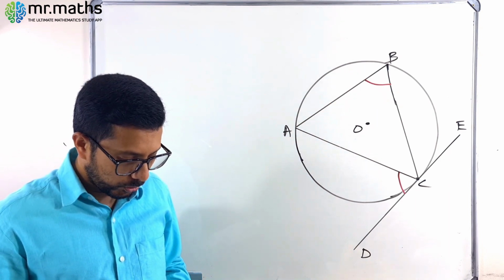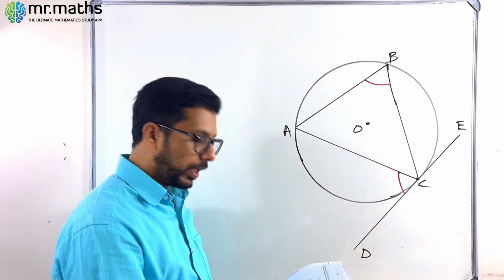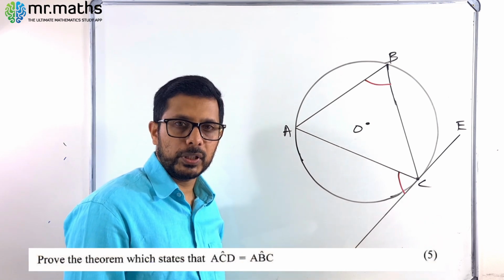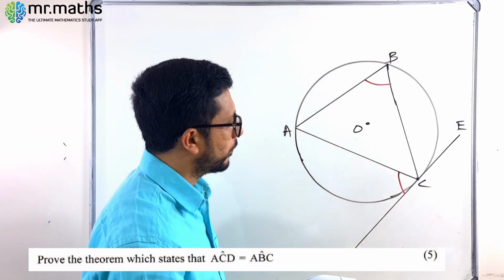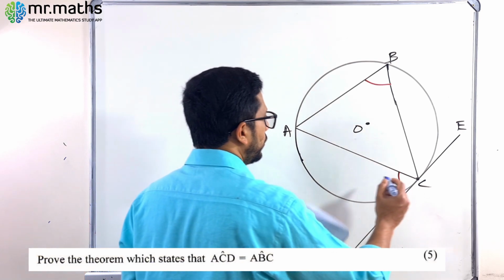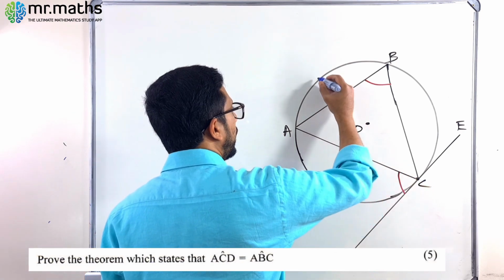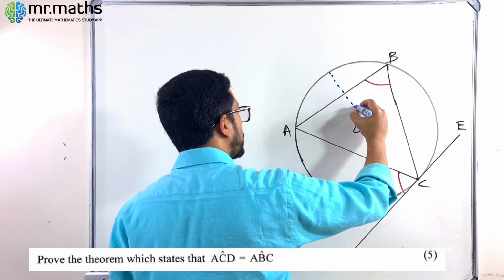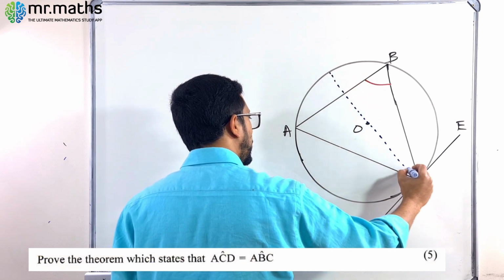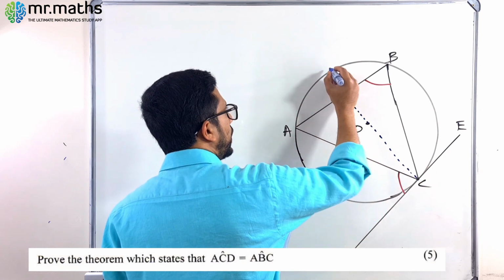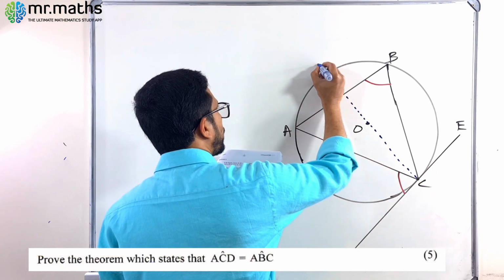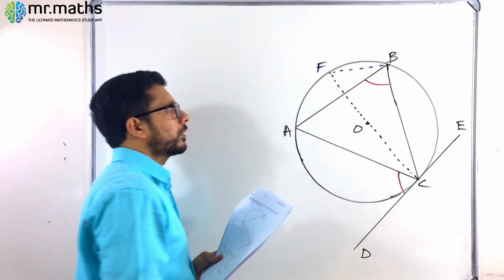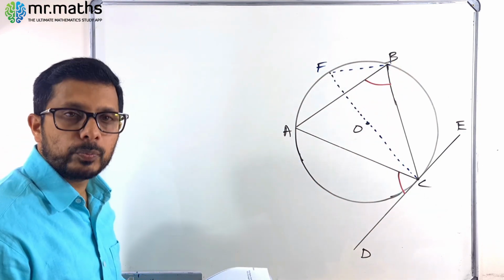So here we have to prove that two angles are equal. To prove this theorem, we have to construct something first. I'm going to draw a straight line passing through the diameter, that means passing through the center. That's the diameter, and let me call this point F, and I'm going to join B and F like this. So what I drew, that is my construction.